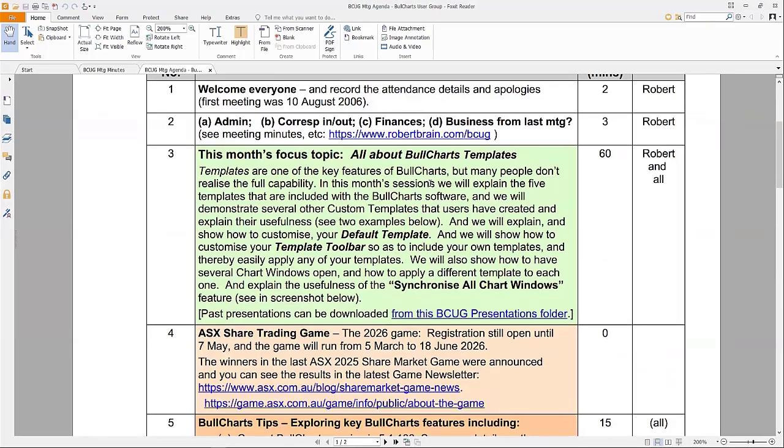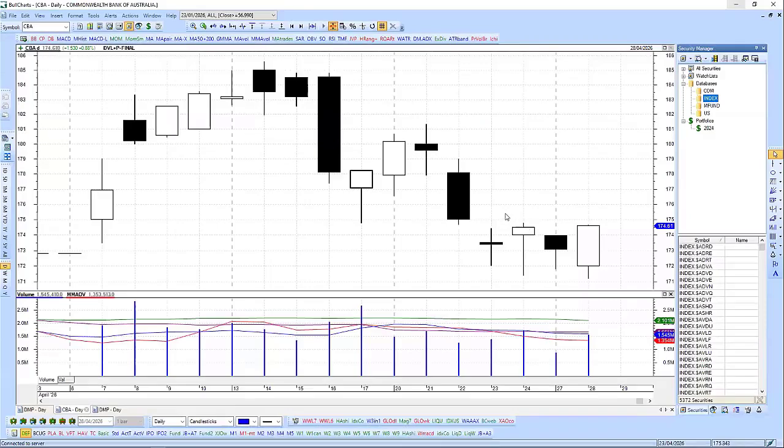On the agenda for this month, the plan was to have a good look at BullCharts templates in a lot of detail and explain as much as we can about the templates. Now, some of what I'm about to show you and talk about is fairly basic. Some of it is not. In amongst it, some of what we're going to talk about might be refresher material for some, or maybe snippets of things that you've missed. So please bear with us.